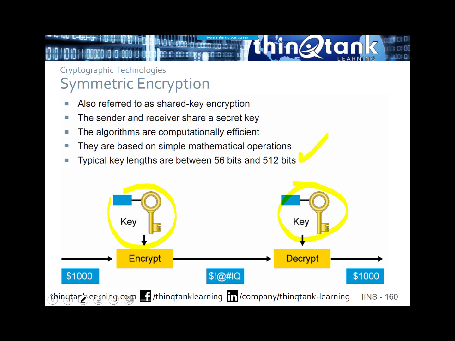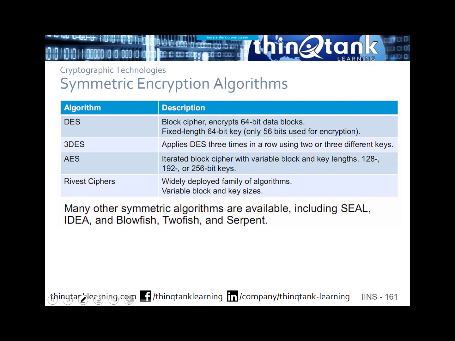And those keys will be anywhere from 56 bits up to 512 bits. These are your most common block cipher algorithms. DES, 64-bit data blocks with a 64-bit key. But only 56 bits are actually used for the encryption, so actually DES is not really considered a 64-bit encryption algorithm. It's considered a 56-bit encryption algorithm. That was actually by design, because at the time DES was invented, they had a specific chip that was built for encryption that could only store a certain amount of data. And the size of the key was based on what that chip could process and store.